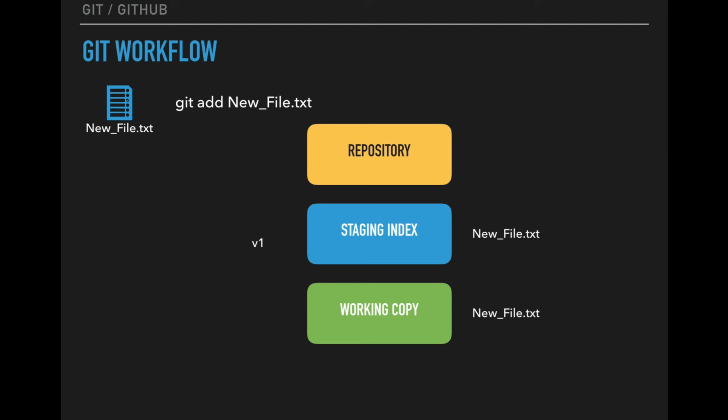So if I changed 5 files, it would have moved all 5 to the staging index at the same time. Here I'm just adding a single file. Now, once I have got everything in our staging index exactly like we like it, we are ready to bundle it up and send it as a commit to the repository.